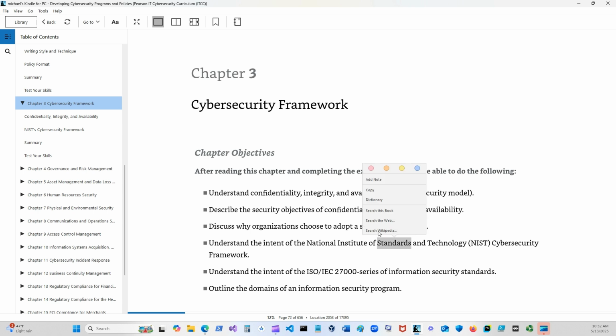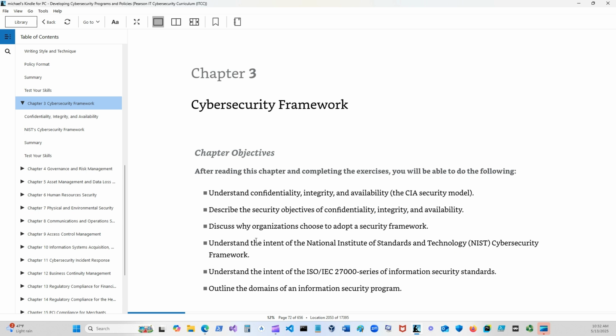You need to find the framework that suits your company. And usually organizations, especially in government, usually use this, right? Unless it's medical, then they use ISO or something. So there are different frameworks. And if you don't know what a framework is, you need to look that up. It's just how you're going to set up your program, according to what guidelines and what organization you're running. Okay. Understand the intent of the National Institute of Standards and Technology cybersecurity framework.